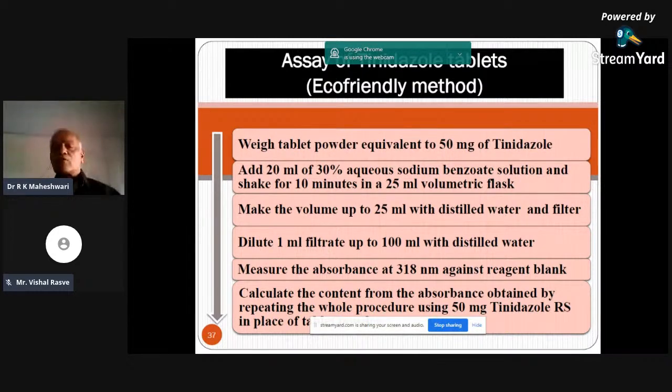You have noted the absorbance against the reagent blank. Now, how the reagent blank is made, from the point of view of the students, I would like to tell you. Reagent blank means such a solution which contains the same amount of sodium benzoate as is present in the sample solution with the drug.